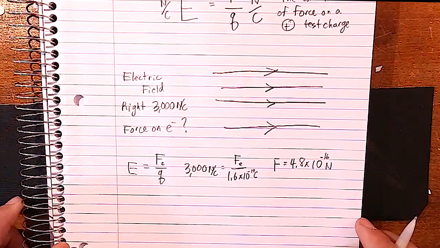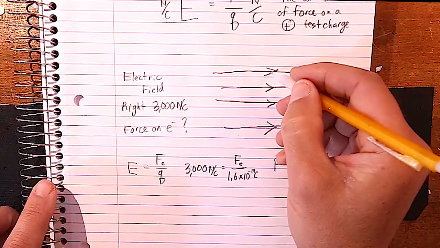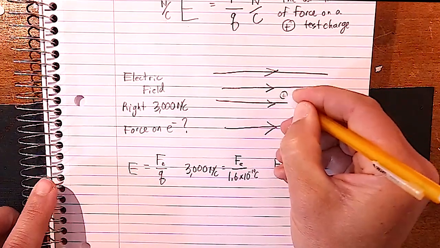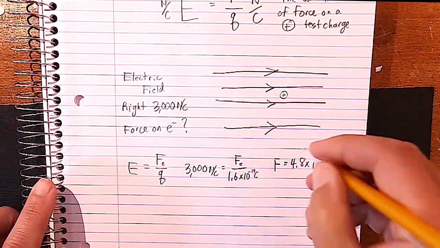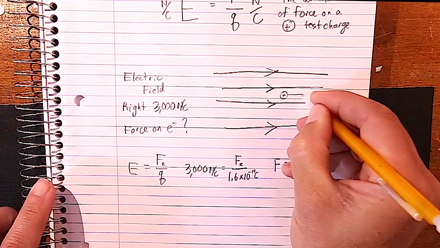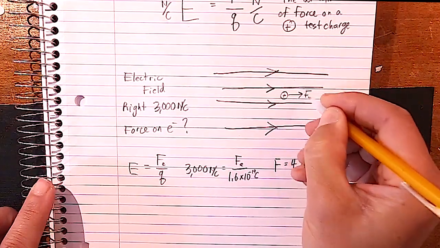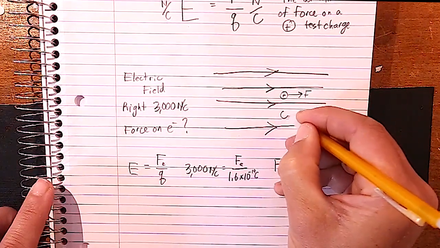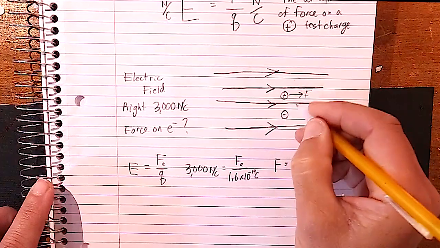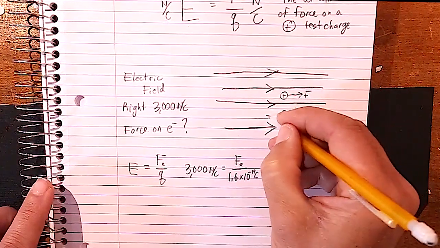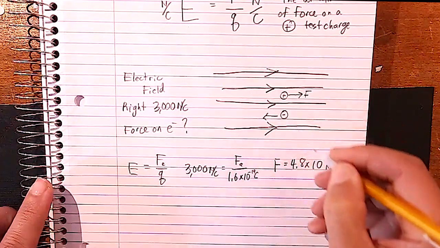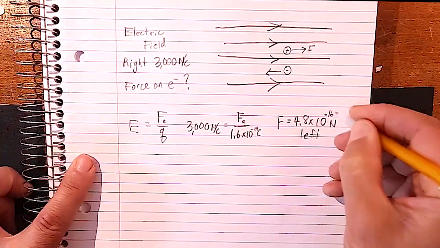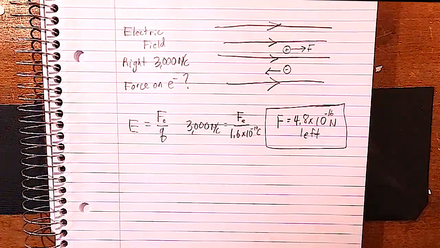This is tricky. Remember that the direction of the field is the direction of the force on a positive charge. So a positive charge in a field to the right would produce a force to the right on a positive charge. But the question was, what's the force on an electron? Well, an electron in an electric field to the right will feel a force to the left. So when we do this, the answer is the force is to the left.